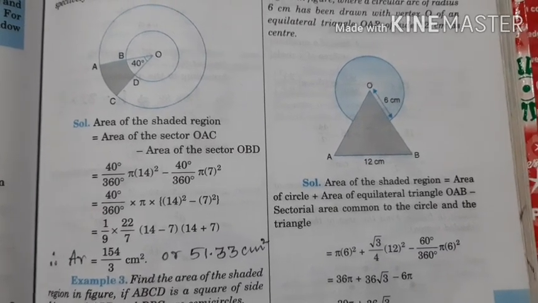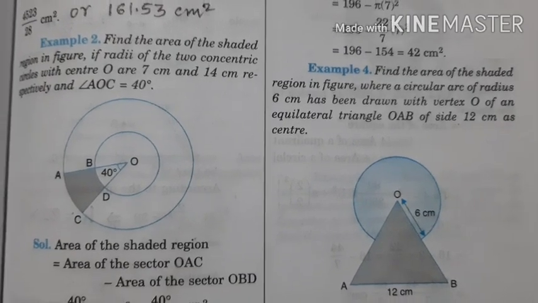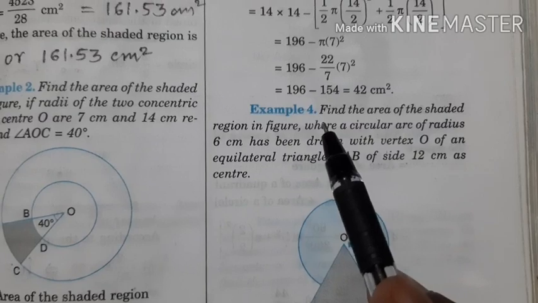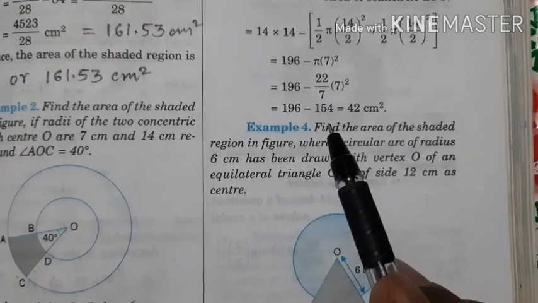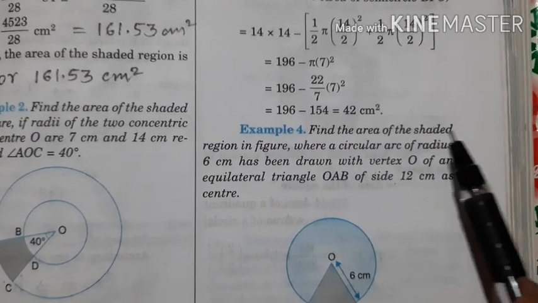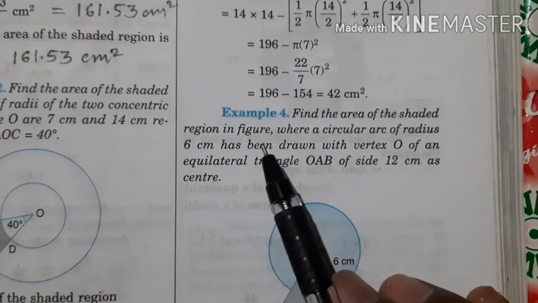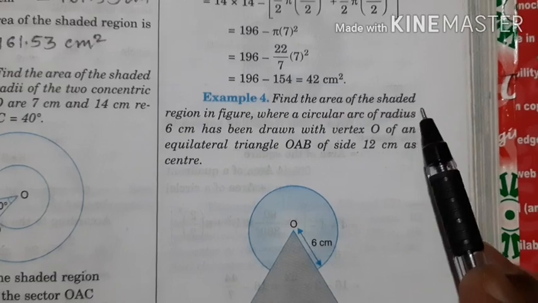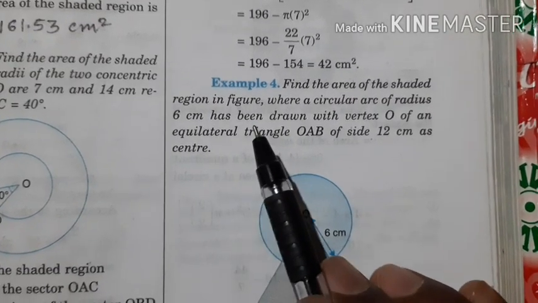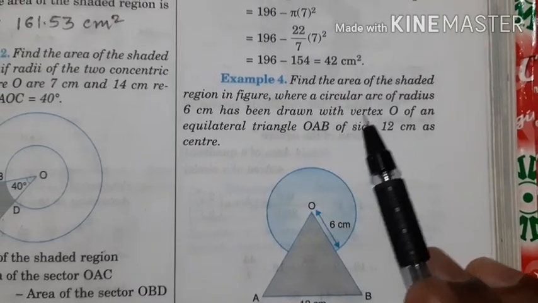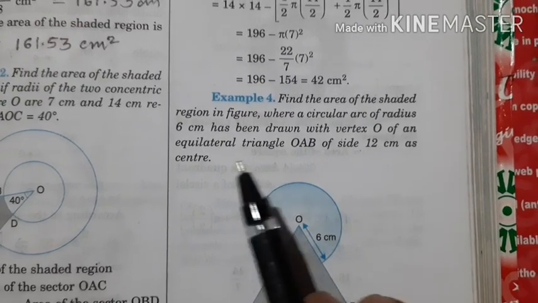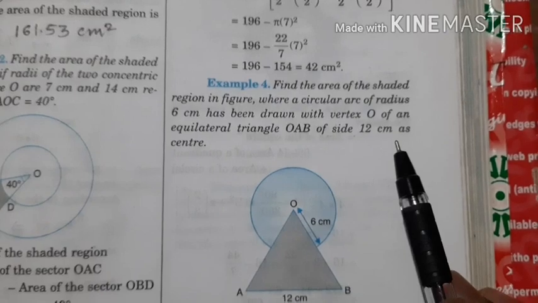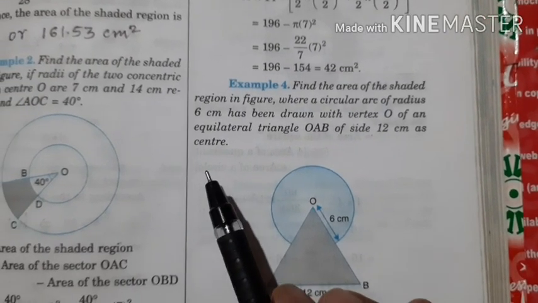Okay. One more different and interesting problem. Example number 4. Find the area of the shaded region in the figure, where a circular arc of radius 6 cm has been drawn with vertex O of an equilateral triangle OAB of side 12 cm as center.